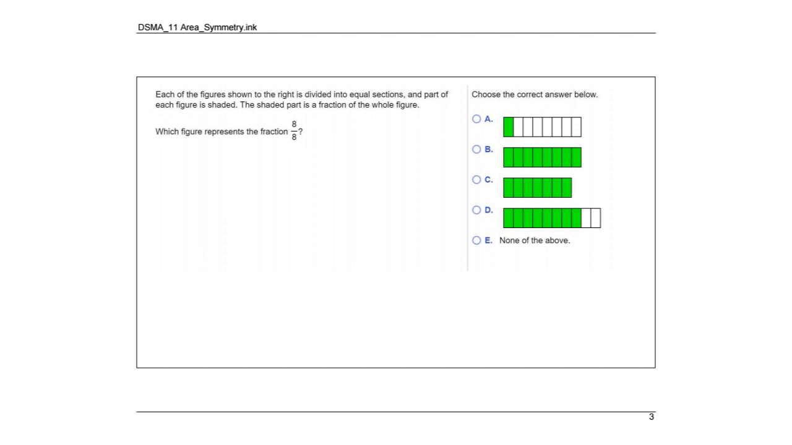C is not going to work because we have, what, 7? 1, 2, 3, 4, 5, 6, 7. Yep, 7 boxes. That's not what we want. And D is not going to work because although there are 8 boxes shaded, we have 10 boxes total. And so what they want us to just grab is B.